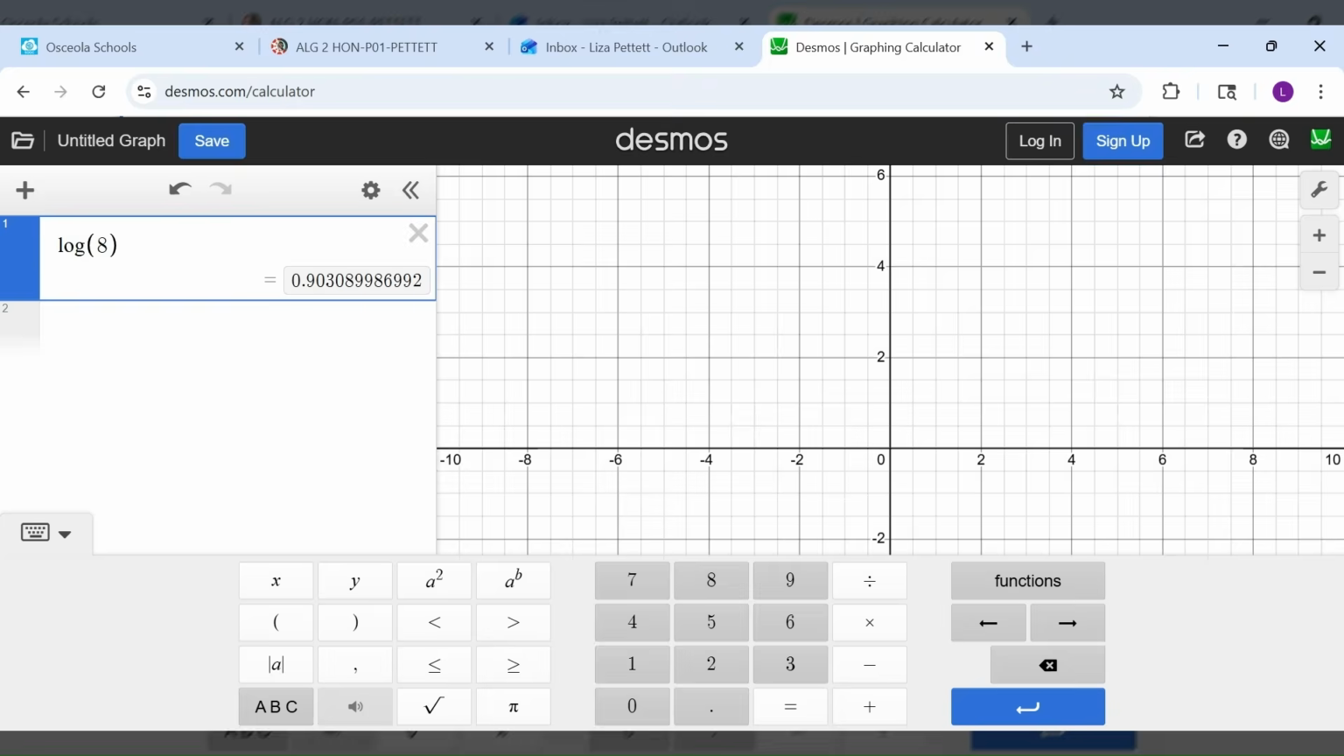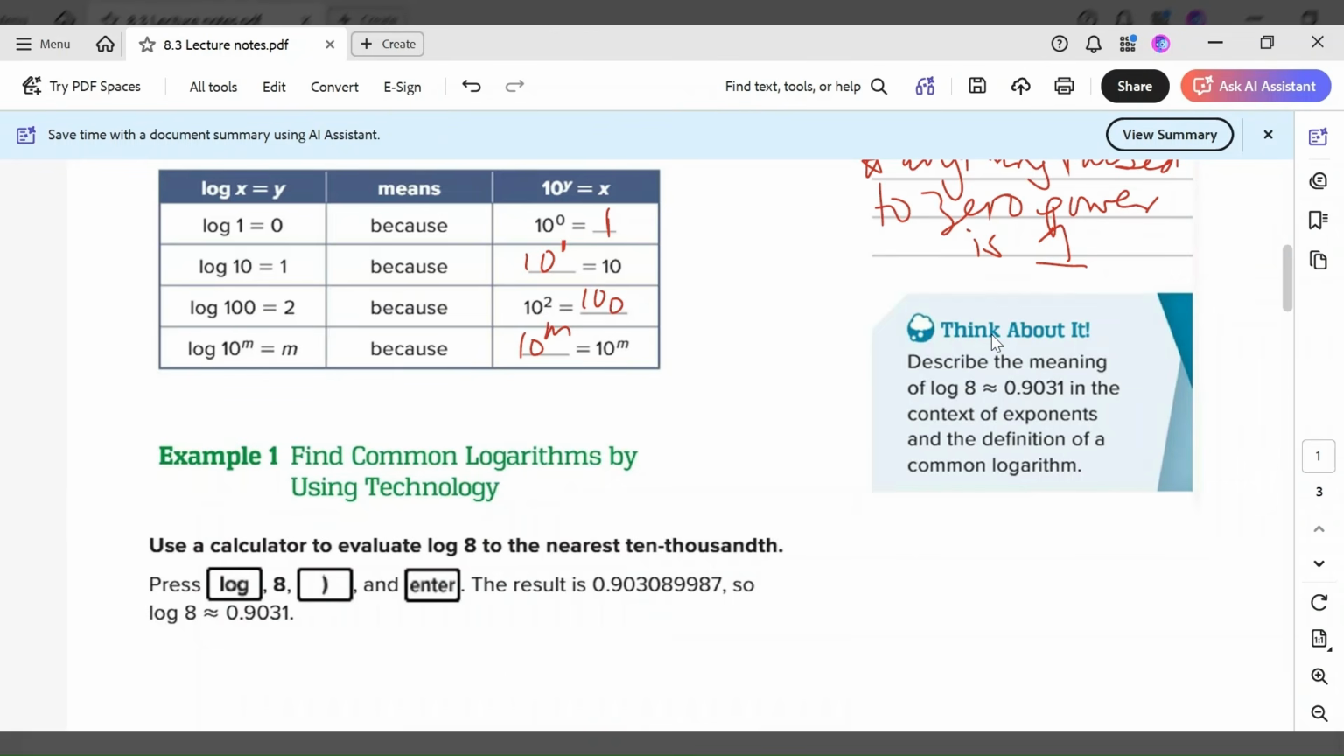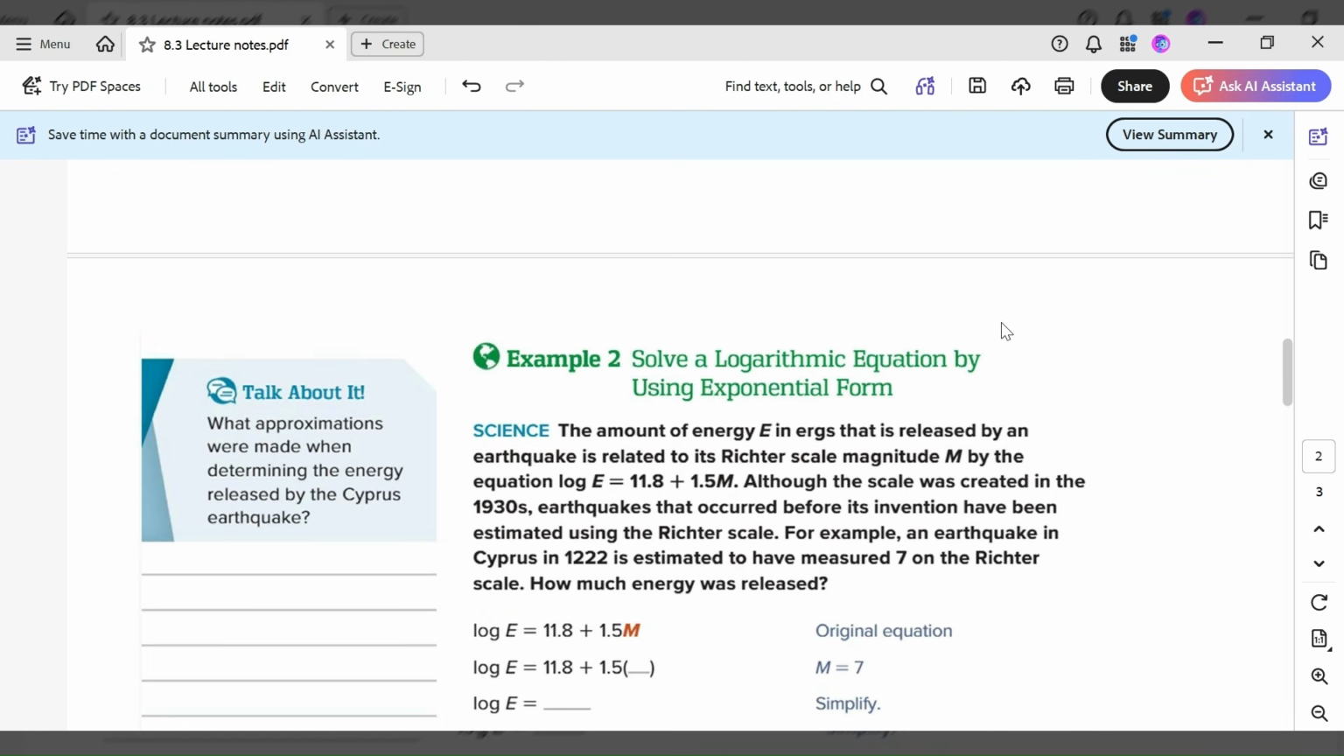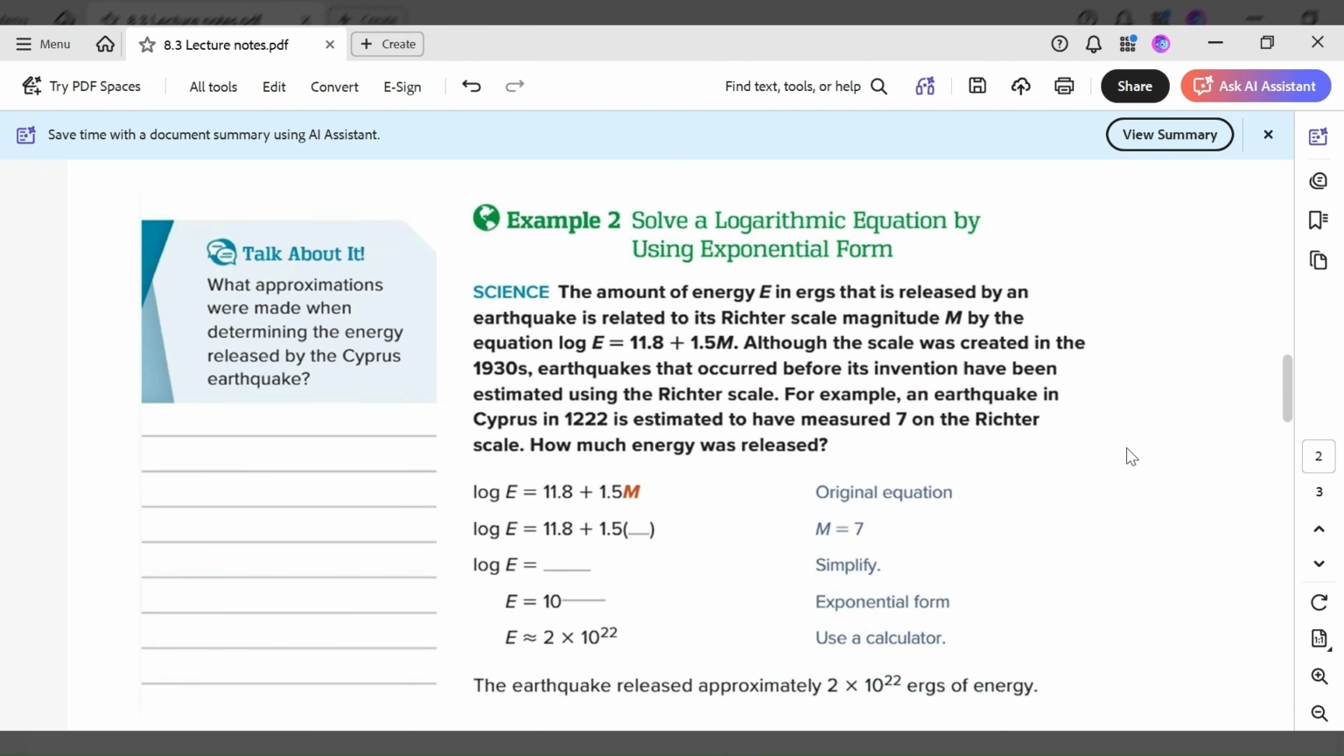0.9031. So remember when I said in the Desmos that we're going to the nearest ten-thousandth and we had 0.90308, the 8 makes that 0 become a 1, and we end up with 0.9031.